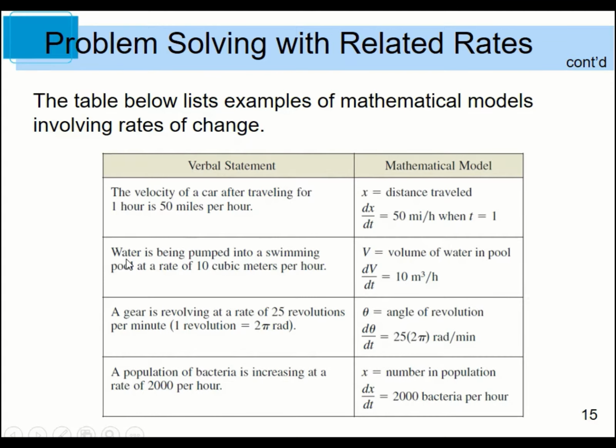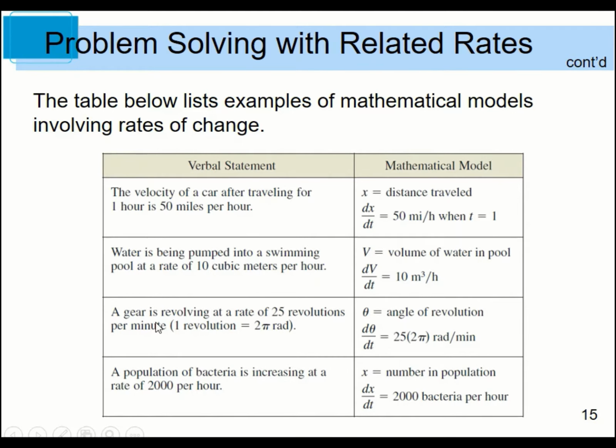Now the second one: water is being pumped into a swimming pool at a rate of 10 cubic meters per hour. So what is the variable? Since water is being pumped into the swimming pool, the volume is the variable. And what is the rate? The rate is the difference of volume over the difference of time, dV/dt, which is 10 cubic meters, so 10 m^3 per hour.